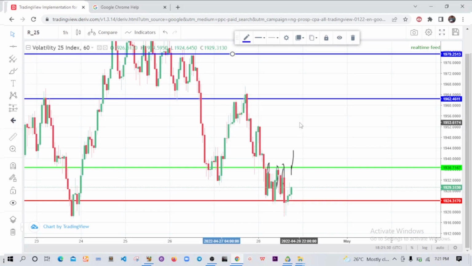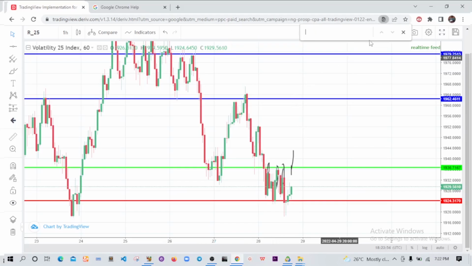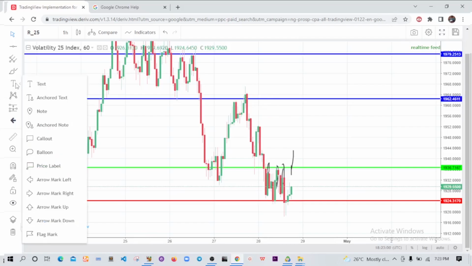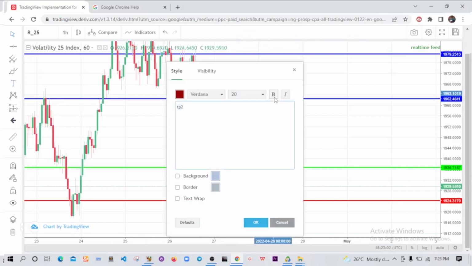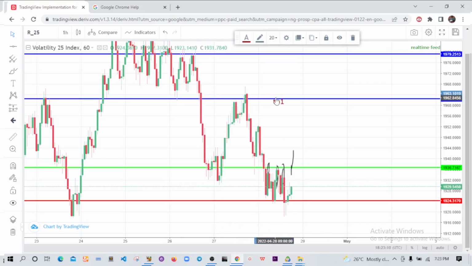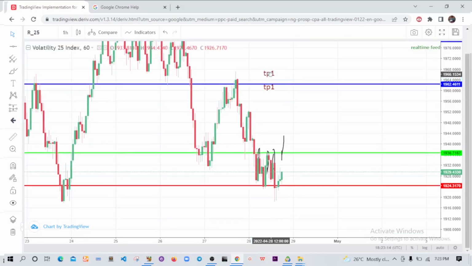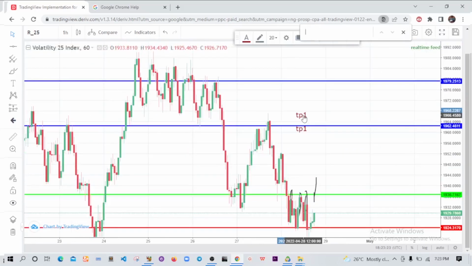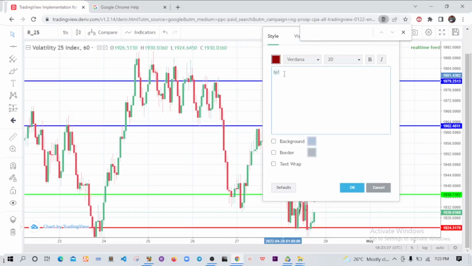All right, so if you check, you can see that. So our TP1 should be here, okay. This should be our TP1. Then our TP2, so this one should be our TP2, okay. That is our second take profit level.